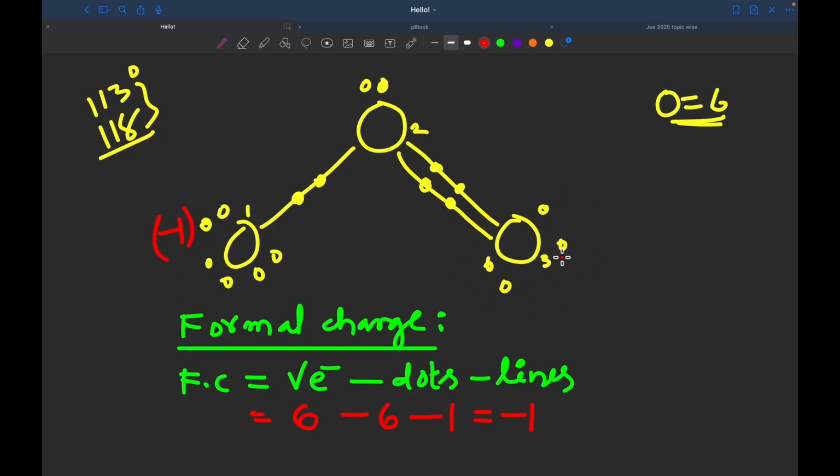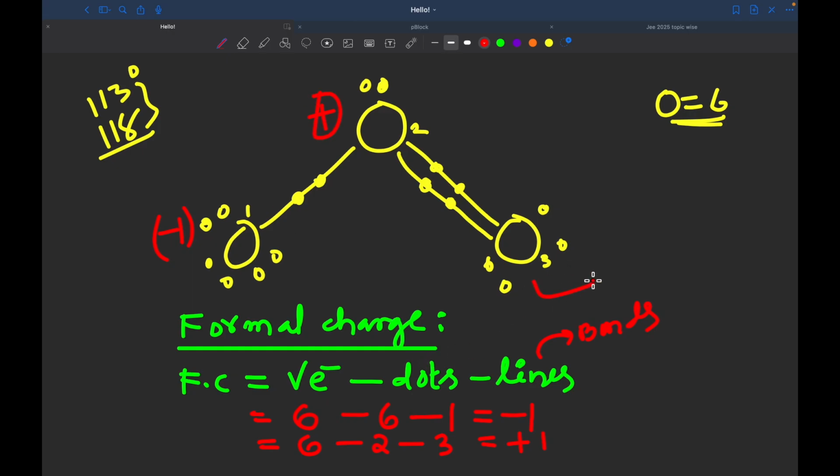So what about this one? You will try the second oxygen. The second oxygen is also 6 minus... right? How many dots are there? Only two dots, so -2. And how many lines can you see here? 3 bonds are there. Lines mean bonds. These lines are equivalent to bonds. So what does it equal? +1. So what is the formal charge here? +1.